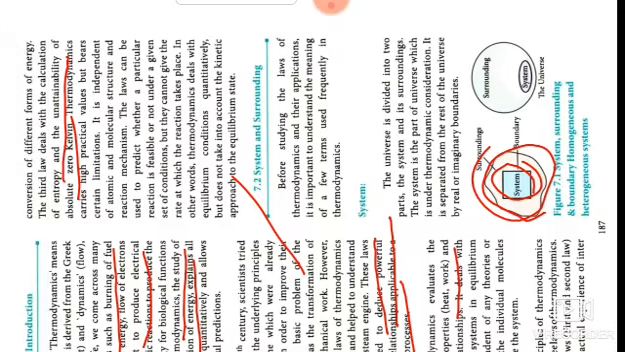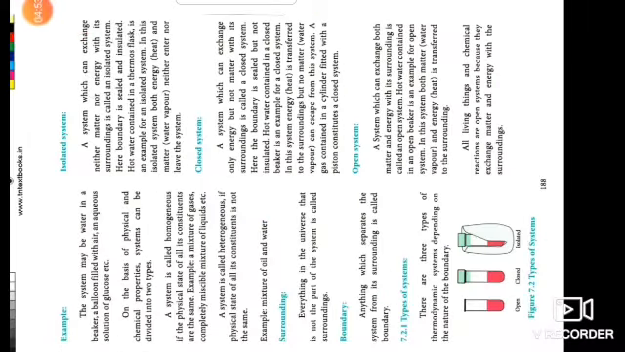Okay, so this is another one. So next one is the example. What is the example? The system may be water in a beaker, a balloon filled with water or air, an aqueous solution of glucose. On the basis of the physical and chemical properties, system can be divided into two types.